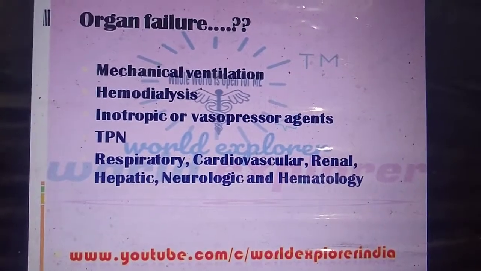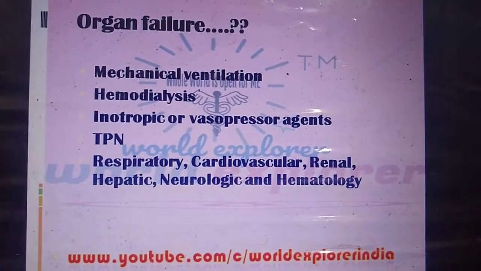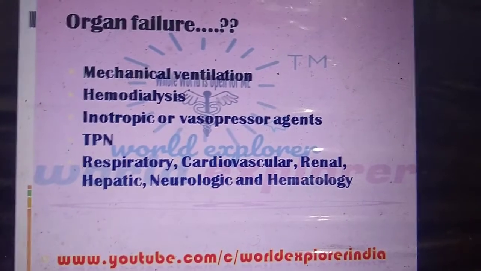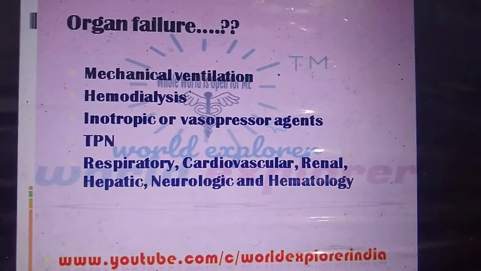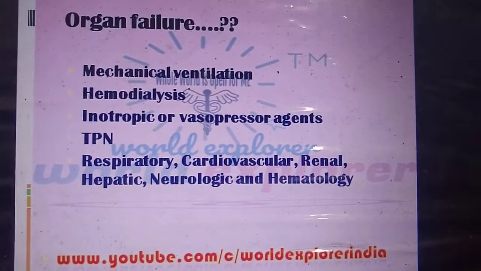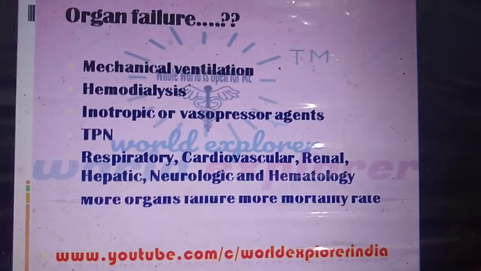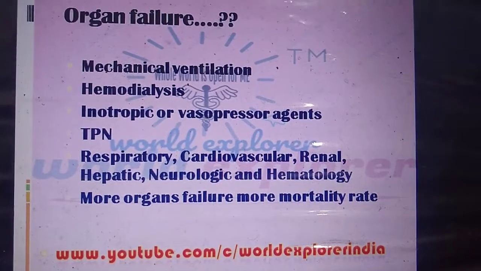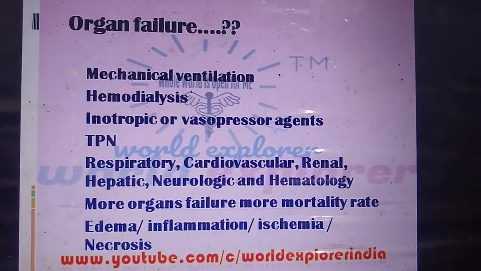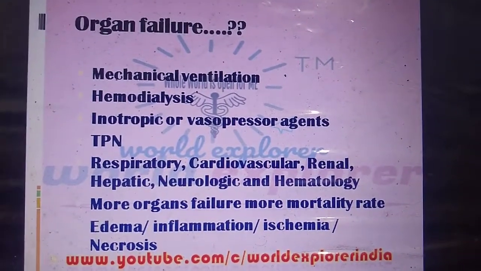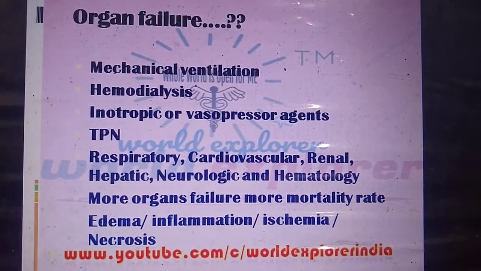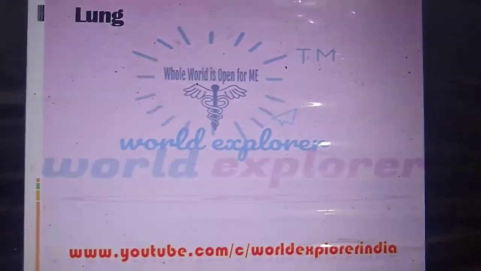In hematology we look at the WBC, because there will be increased WBC in the initial stages of sepsis, and if the sepsis is getting better, the WBC may come back to normal. Next thing is, if there is more organ failure, there is a higher mortality rate. We also see edema, inflammation, ischemia, and necrosis. These may also be causes of organ failure.